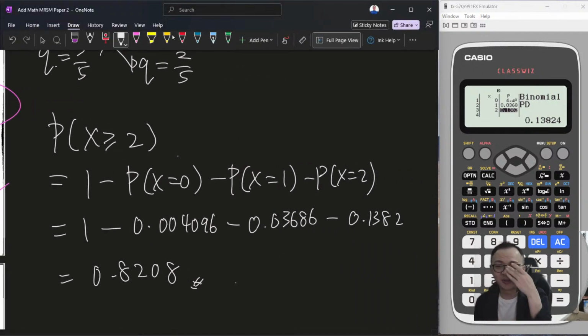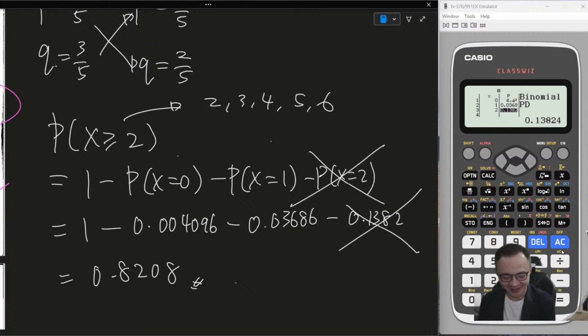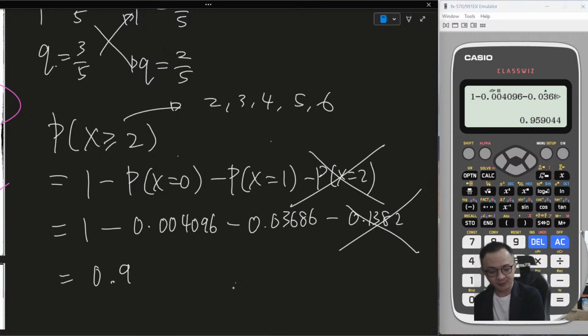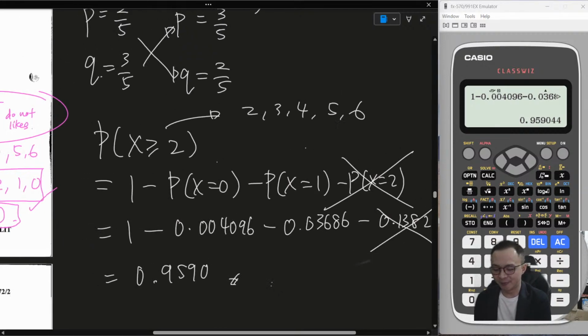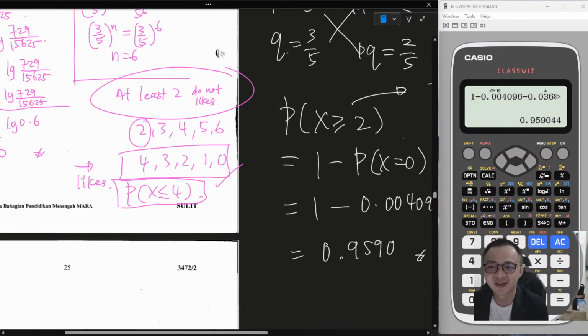Yeah, thank you so much. Because this one they want from 2, 3, 4, 5, 6, right? Why did I count about this one? Yeah. Thank you so much. Yeah, my bad. Only minus both of these. Minus 0.03686. Yeah, this is the correct answer. Do not minus the 2. Thank you so much. Thank you JL also and Kaiser also.